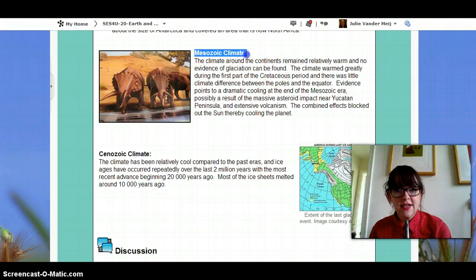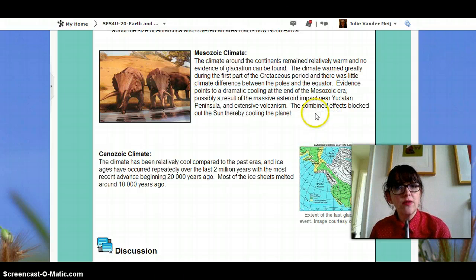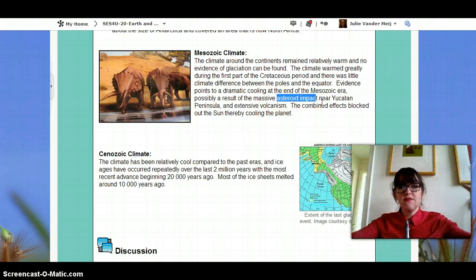The Mesozoic is the age of the dinosaurs, and this climate was pretty warm compared to today. There wasn't really any evidence of glaciation in the middle of the age of the dinosaurs. The climate warmed a lot during that period and then gradually cooled off towards the end. And then we know from the previous section on extinctions that there's a dramatic cooling at the end, possibly the result of an asteroid impact that would throw up tons of dust and debris, blocking the sun's energy and cooling the planet.